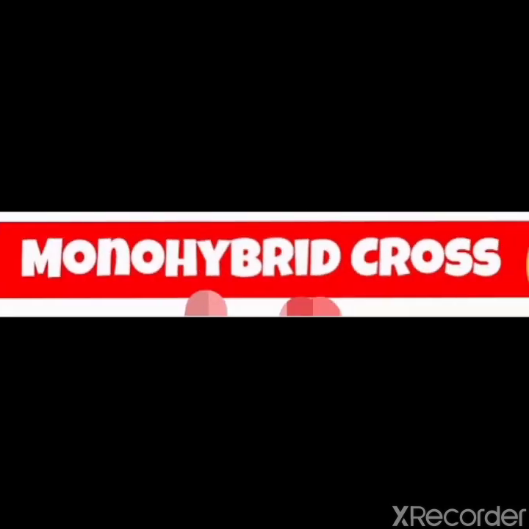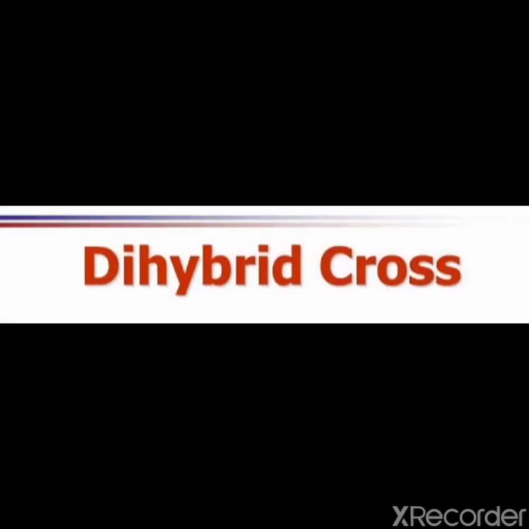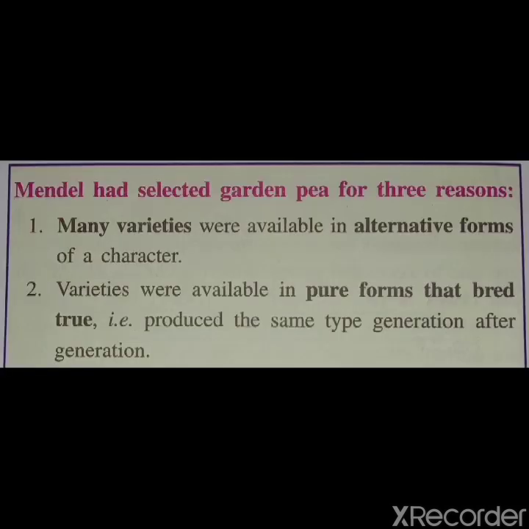Monohybrid cross. Mono means one. So when we are studying the inheritance of only one characteristic, then it is called a monohybrid cross. And if we study two characteristics at a time, then it is called a dihybrid cross. Di means two.